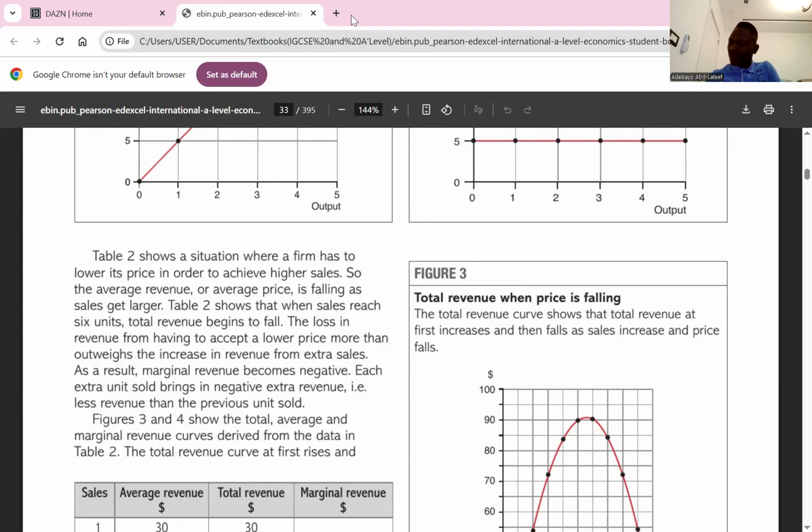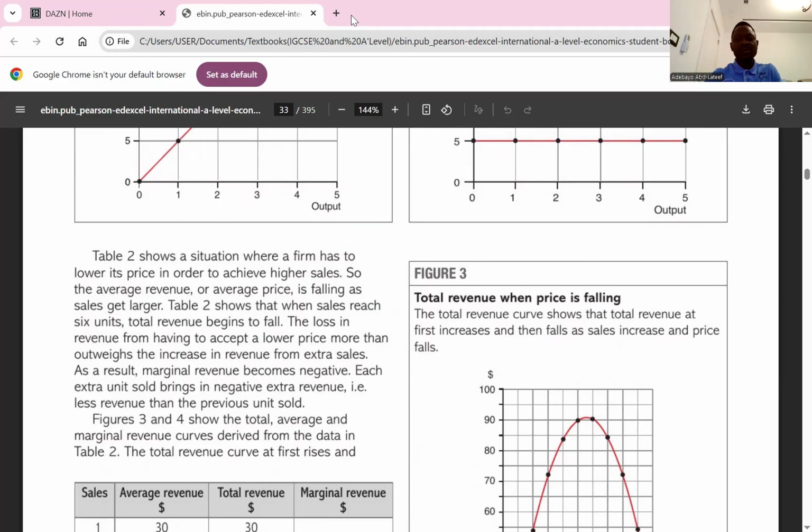Okay. So this implies that the loss in revenue from having to accept a lower price is greater than the increase in revenue from extra sales. Because you are losing revenue based on the fact that you accepted to receive a lower price because you want to increase your sales. So that loss in revenue brings about a fall in the total revenue. Do you understand? Did you get it, please? Yeah. So this will bring about a negative marginal revenue as each unit sold brings in negative extra revenue.